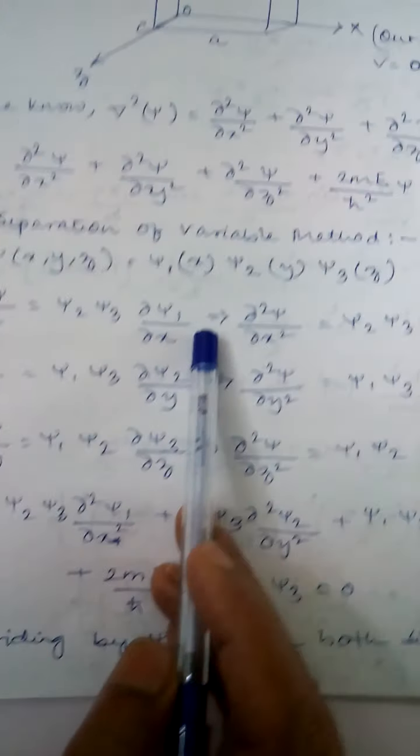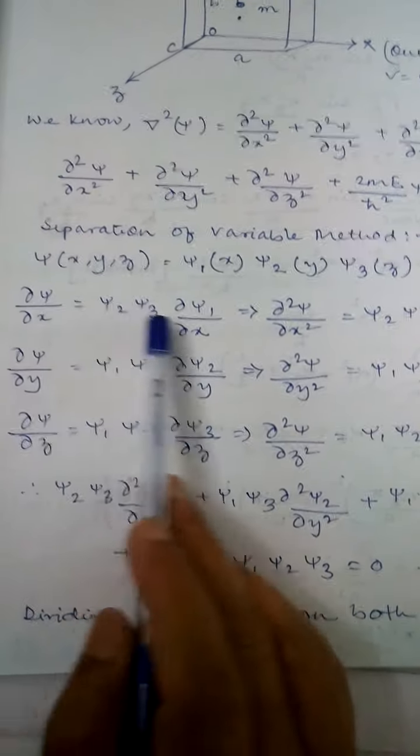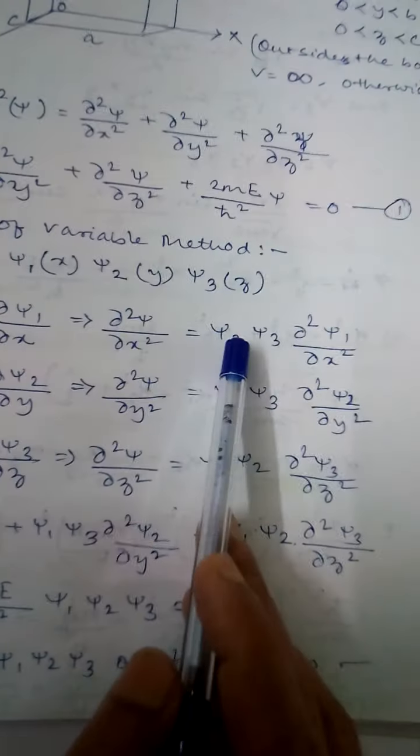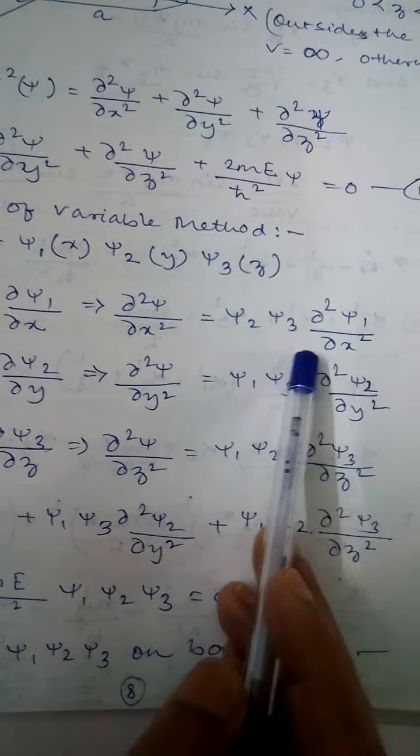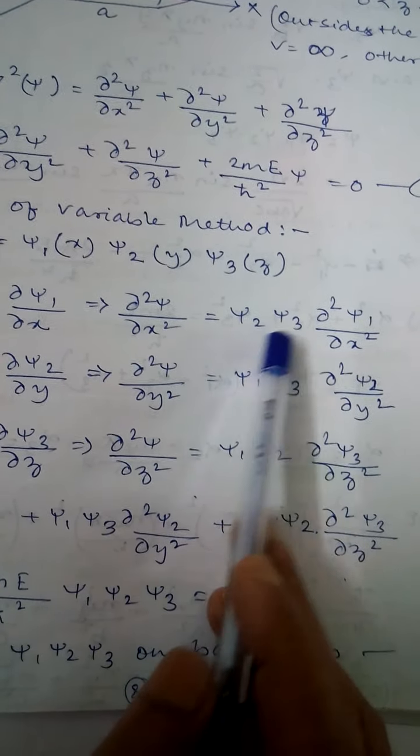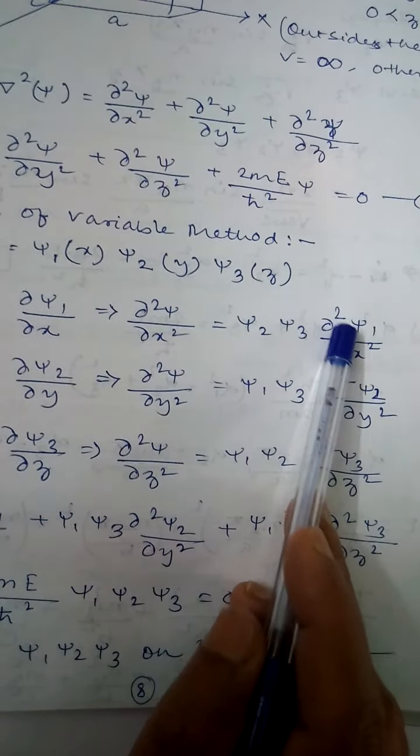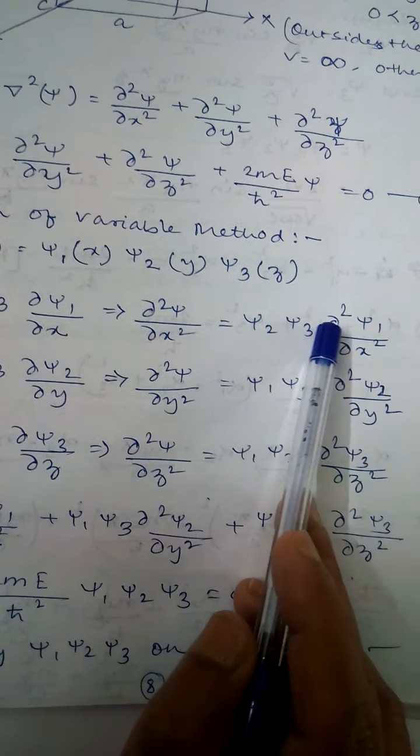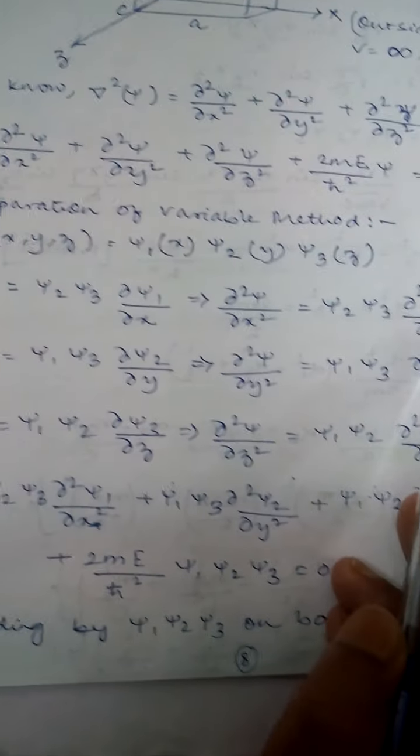Similarly, let us take the double partial differentiation of del psi by del x, that is del square psi by del x square. This means psi 2 into psi 3 into del square psi 1 by del x square, keeping y and z variables fixed, that is psi 2 into psi 3, and the double derivative of psi 1, that is del square psi 1 by del x square, with respect to x.